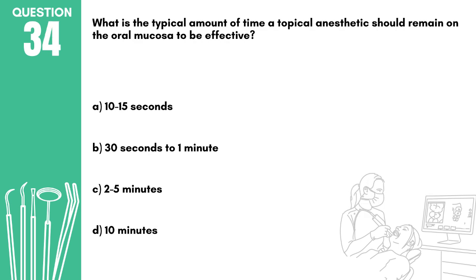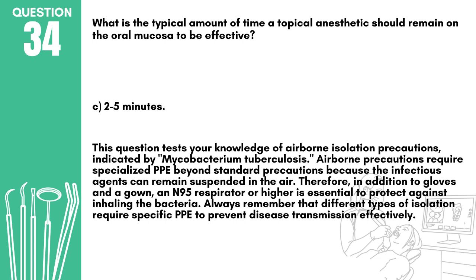Question 34. What is the typical amount of time a topical anesthetic should remain on the oral mucosa to be effective? A. 10 to 15 seconds. B. 30 seconds to 1 minute. C. 2 to 5 minutes. D. 10 minutes. Answer: C. 2 to 5 minutes.